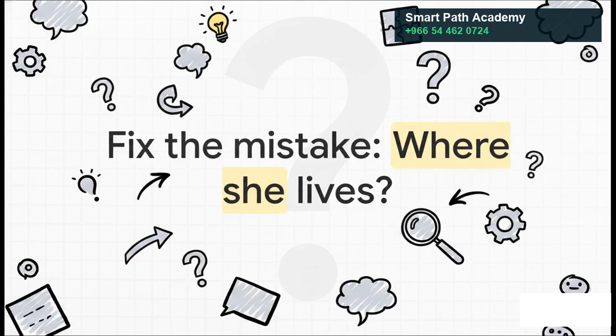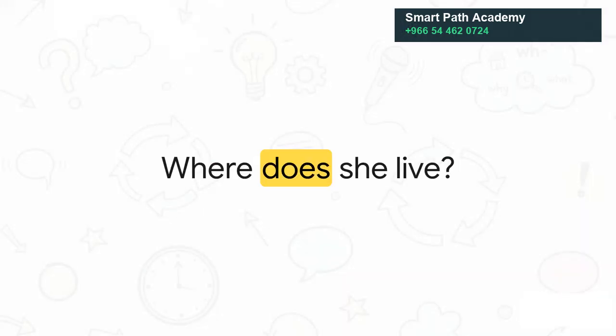Challenge number 2. Fix the mistake in this sentence. Where she lives. Try to spot the missing helper verb and remember to fix the main verb before I show you the answer. Take a guess. And the correct structure is, where does she live? Notice the addition of does and the correction to the base verb live. Brilliant work if you caught that.